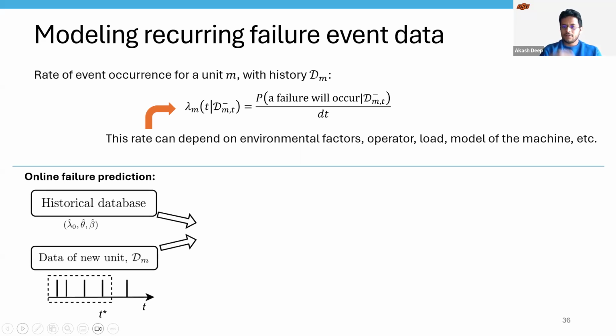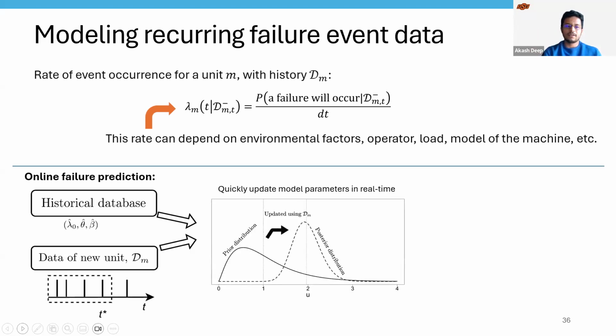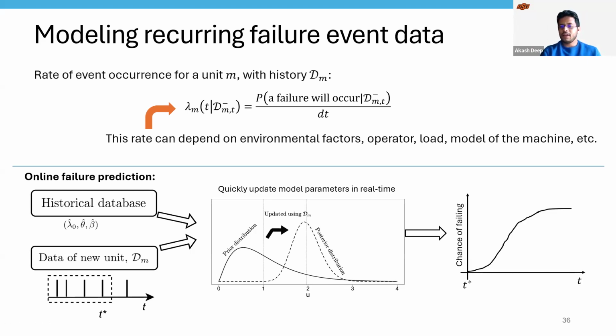Once you have a model created, you can use it in a real-time setting. What you see here is a historical database where you have that model, and a new forklift, new machine, whatever is working in real time, you're collecting data. You can quickly update those model parameters in real time, and that gives us, in a dynamic sense, the probability of failing over time. Of course, over time we know any product or machine will fail, but it gives us a very nice idea of how the probabilities will evolve going forward.